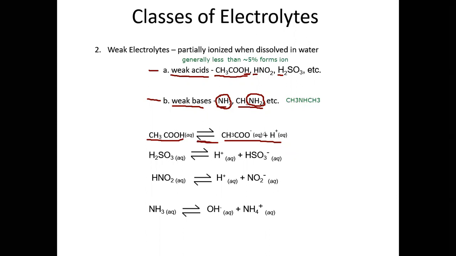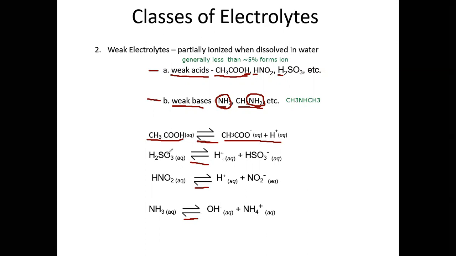Whereas for strong electrolytes, you only have ions in the equation. So all the reactant gets converted into ions for strong electrolytes. For weak electrolytes, only some of the reactant gets converted into ions, and you're left with molecules still in solution. And so again, for weak electrolytes, you have this double-headed arrow, which indicates that both sides of the reaction are present at the same time.